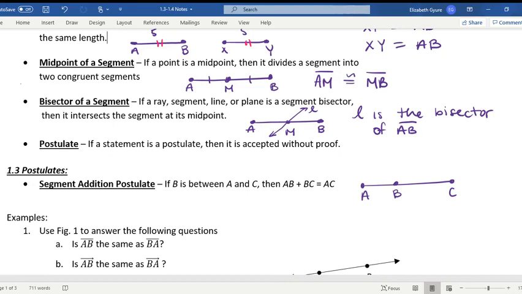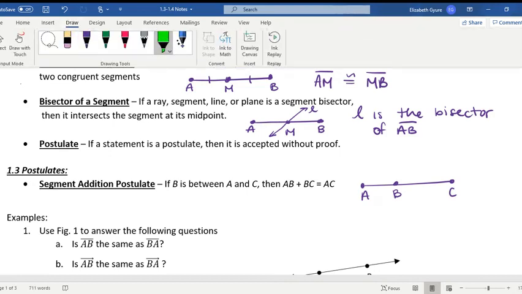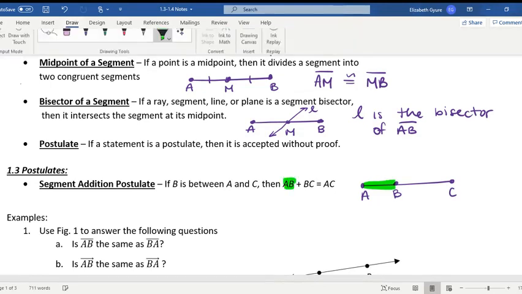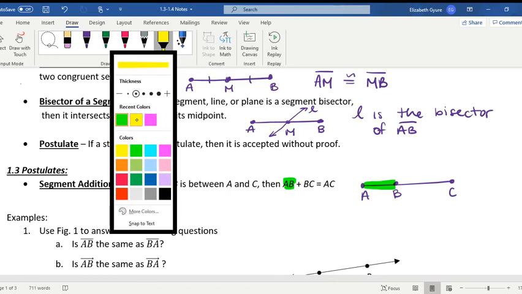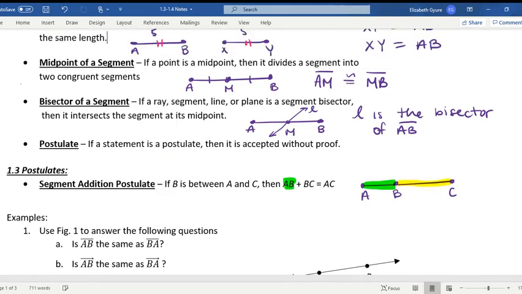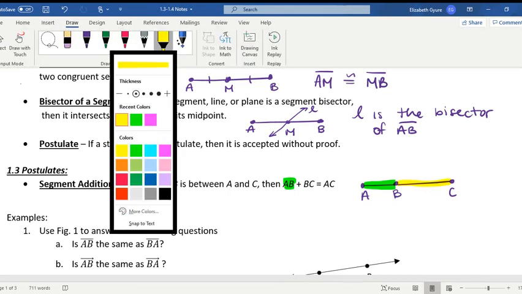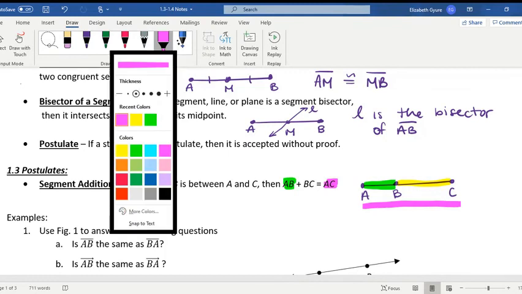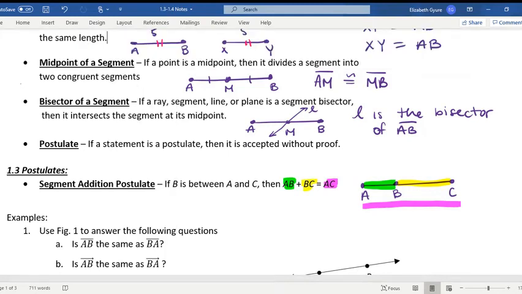So what this postulate then tells us is if we take the measure of segment AB and we add it to the measure of segment BC, it's going to give us our entire segment measure, which is AC. So basically, you just take your different parts to make a whole.